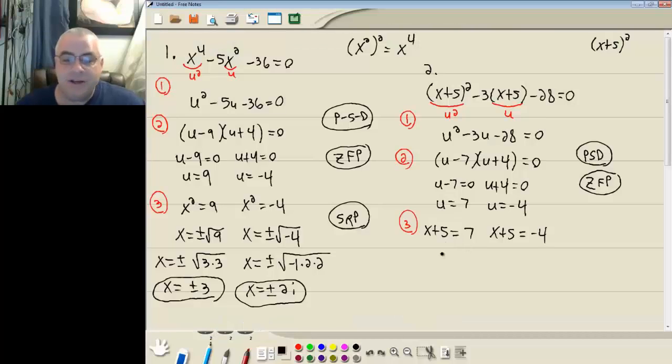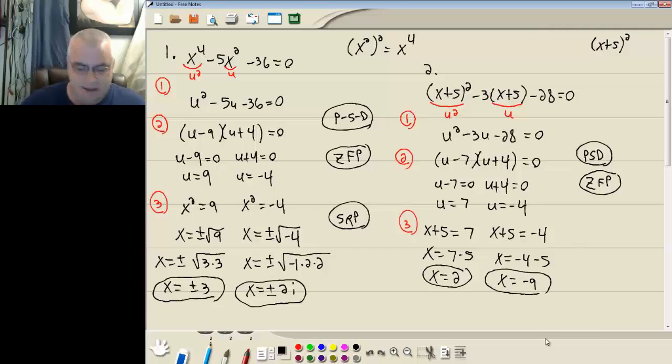Well, these are linear equations, so they're not very exciting. We take the 5 over. So we get x = 7 − 5, or x = 2. Here I'll take the 5 over. And we get x = −4 − 5, or x = −9. And those are our answers.